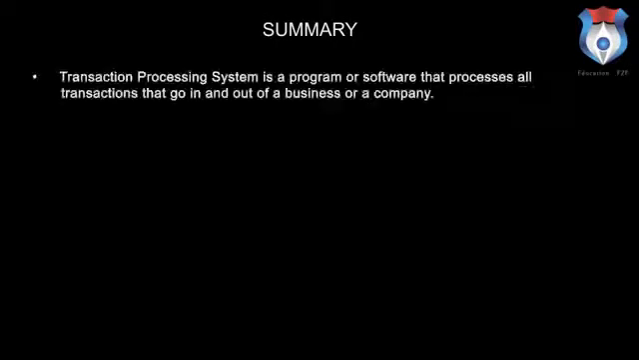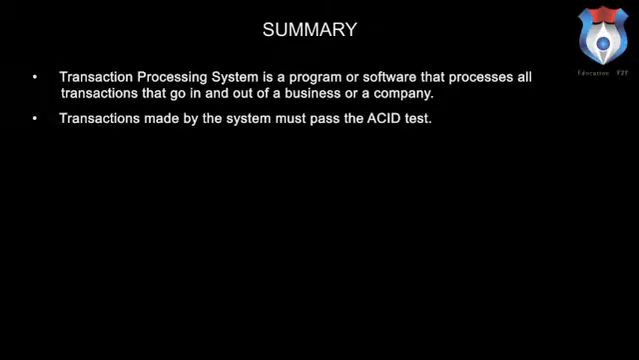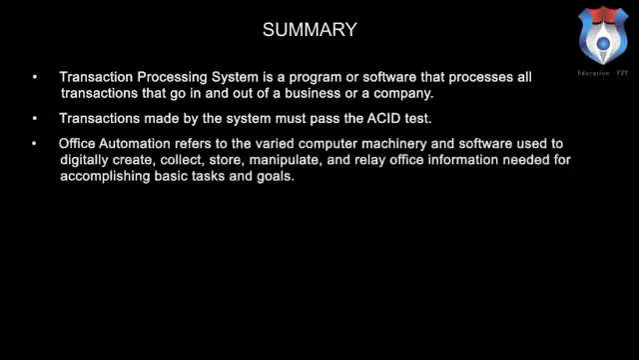Summary. Now in the end, let us summarize what we have learned in this lecture. Transaction processing system is a program or software that processes all transactions that go in and out of a business or a company. Transactions made by the system must pass the asset test. Office automation refers to the varied communication machinery and software used to digitally create, collect, store, manipulate, and relay office information needed for accomplishing basic tasks and goals.